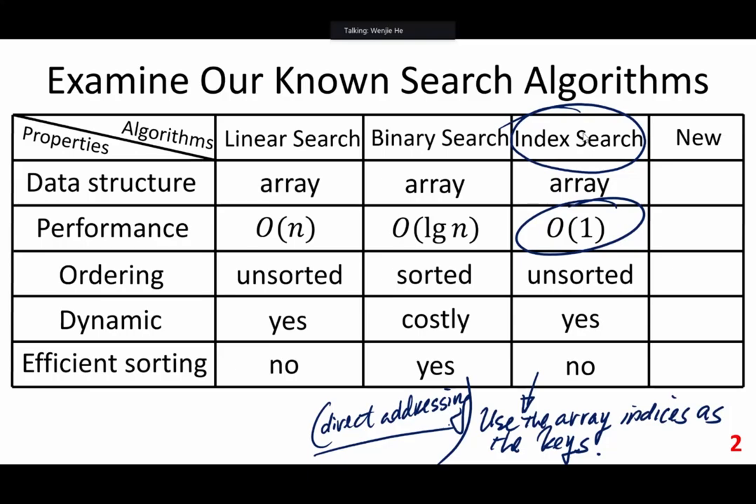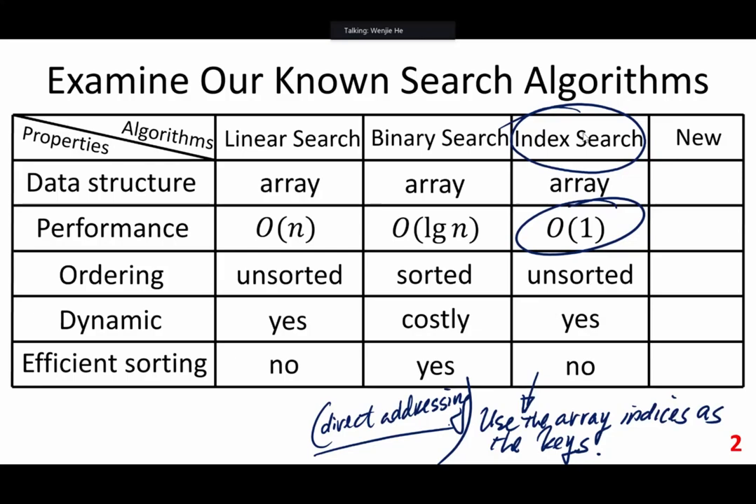So when a key is given, you use the key, the same thing as the index. So you can go to that specific location in the array to find the element. That is extremely fast. So it has the big O of 1 efficiency. Super fast. That is a big advantage.